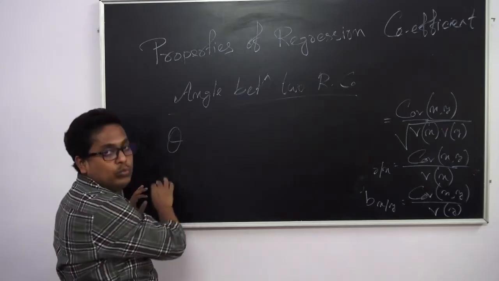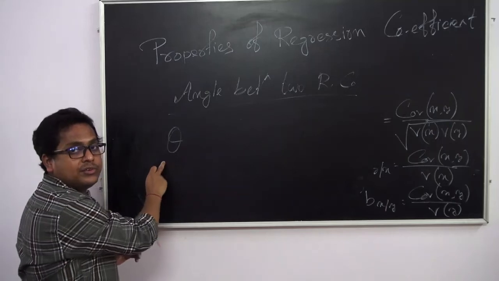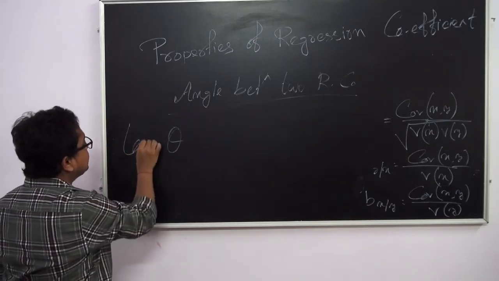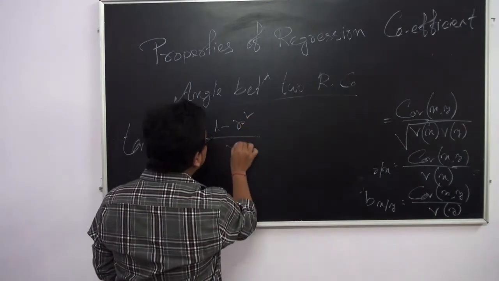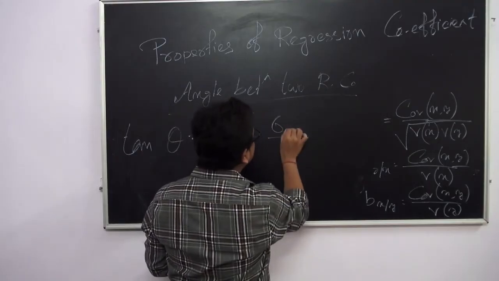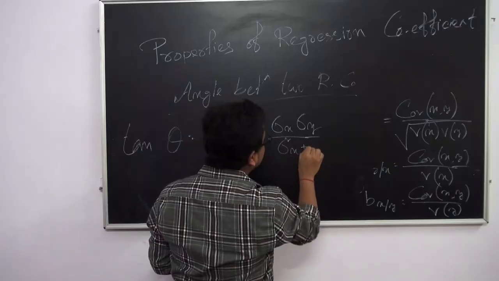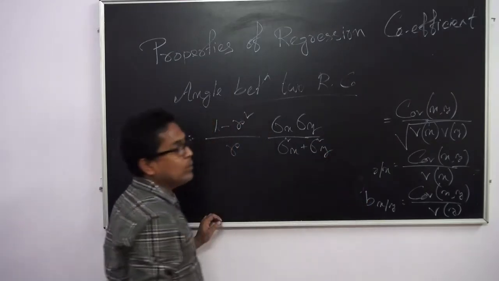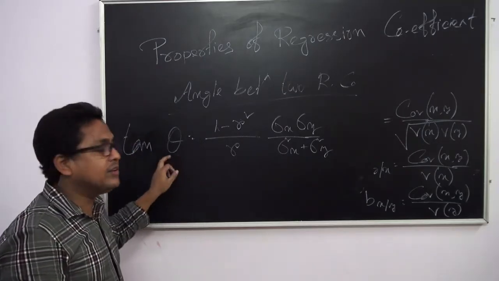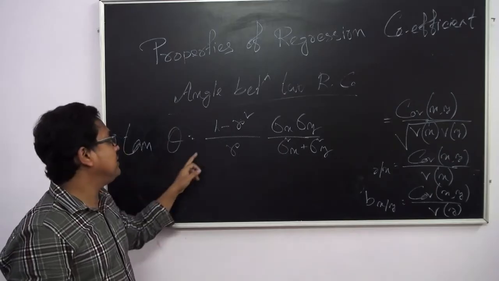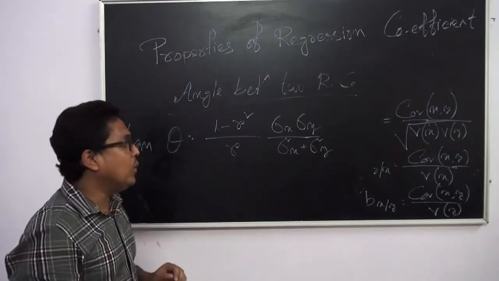Then we can prove, if theta is the angle between the two regression lines, tan theta is equal to (1 minus r square) by r, times sigma x sigma y by (sigma square x plus sigma square y). So that means if theta is the angle between the two regression lines, then tan theta is equal to (1 minus r square) by r, times sigma x sigma y by (sigma square x plus sigma square y).